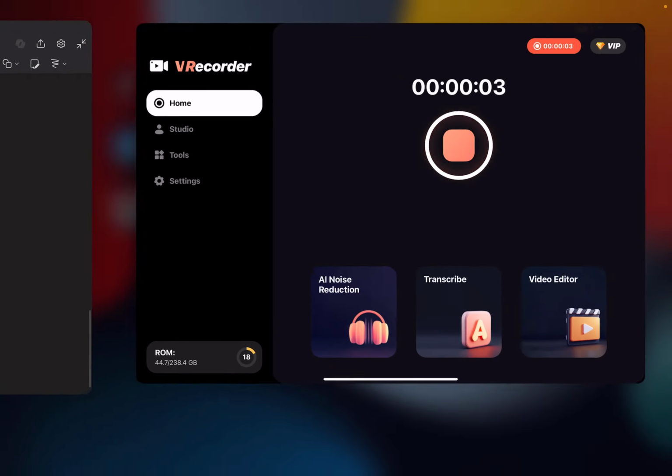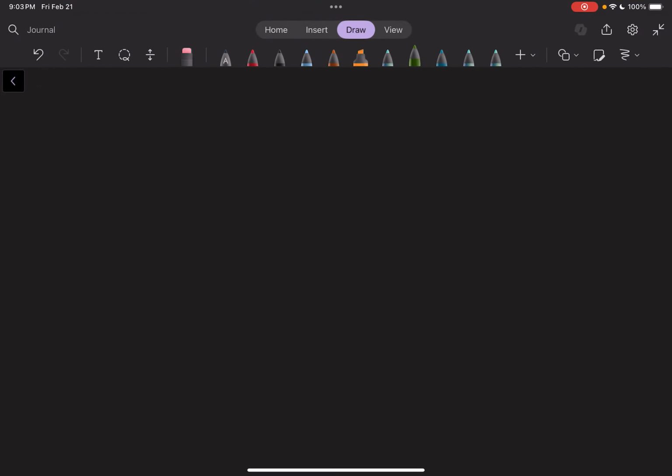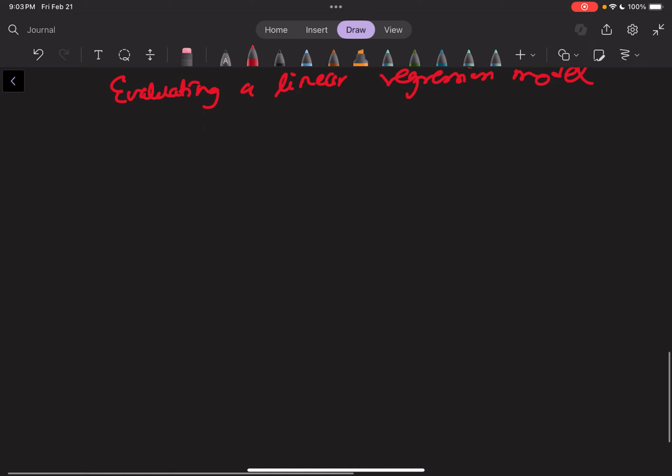Hello everyone, so today we are going to look at evaluating a linear regression model. Okay, and we'll break everything down step by step just like we always do. So we're not going to shy away from the math, and if need be, we'll go deep into it, but we'll make sure we really understand it.